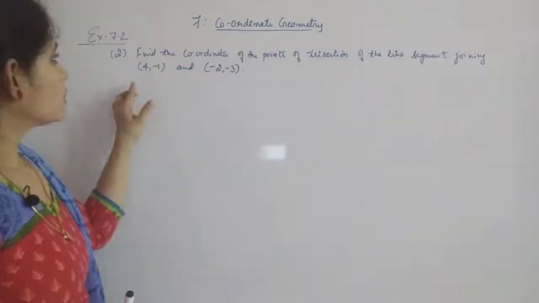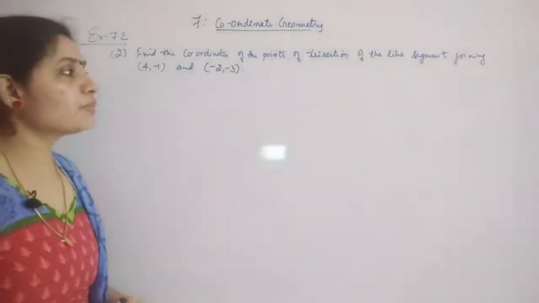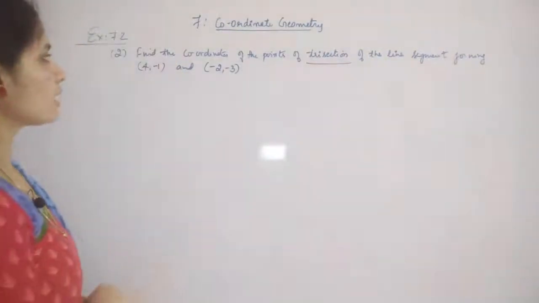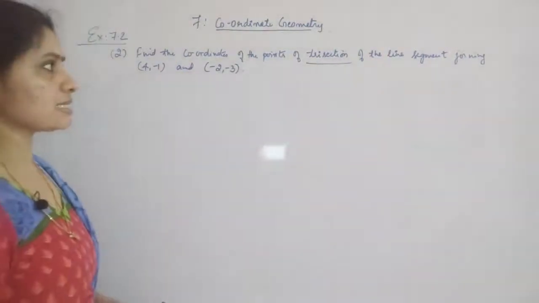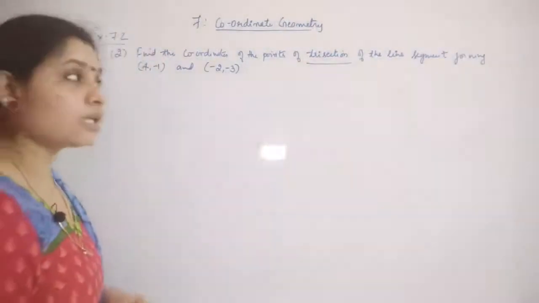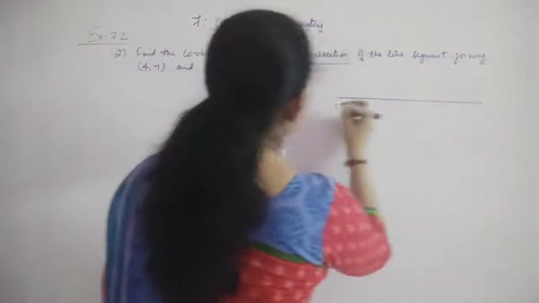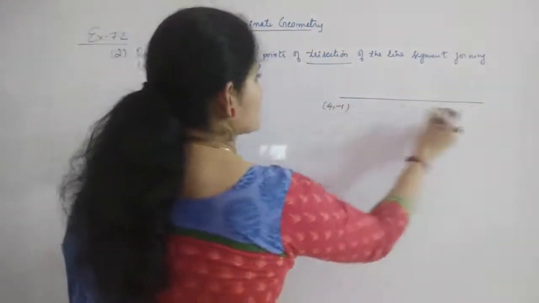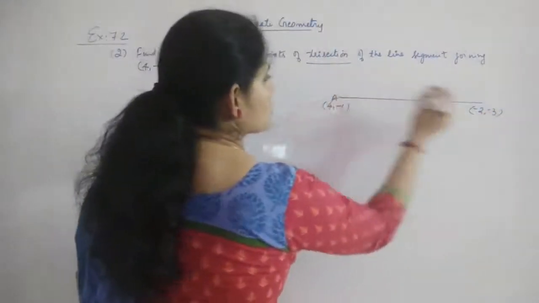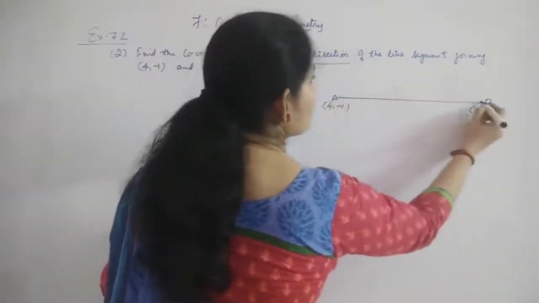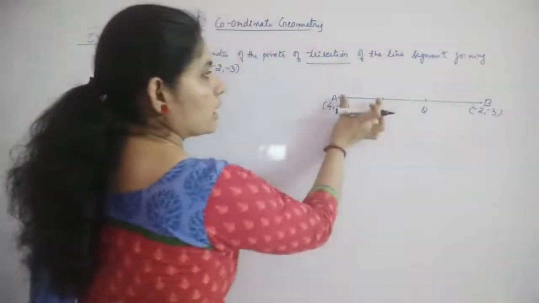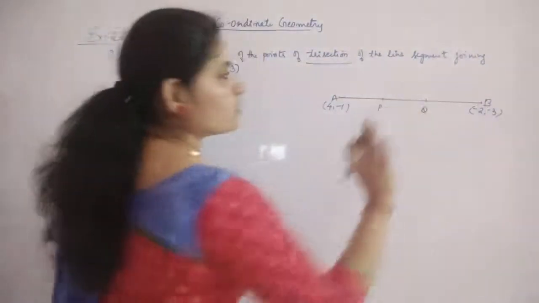Question number 2 is: find the coordinates of the points of trisection of the line segment joining 4 comma -1 and -2 comma -3. What do you mean by trisection? That means the total line has been divided into 3 equal parts. Suppose this is the line joining the 2 points 4 comma -1 and -2 comma -3, and this is A and B. It has been divided into 3 equal parts. That means you have 2 points in between, so that AP is to PQ is to QB will be equal.